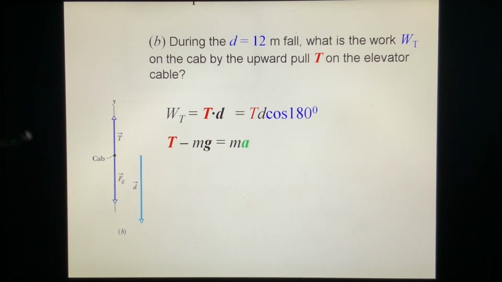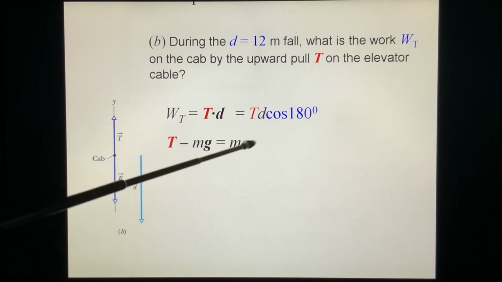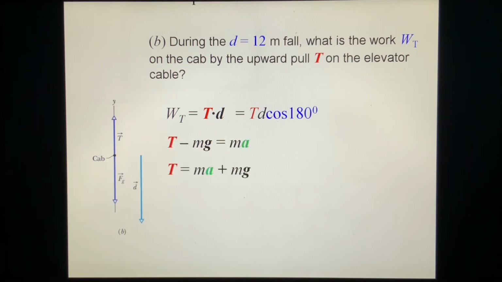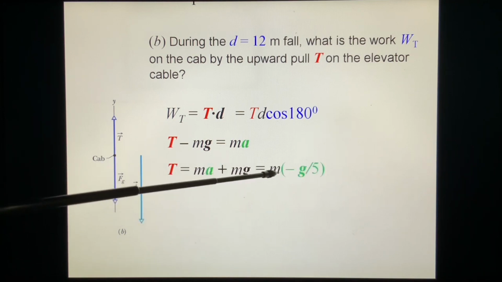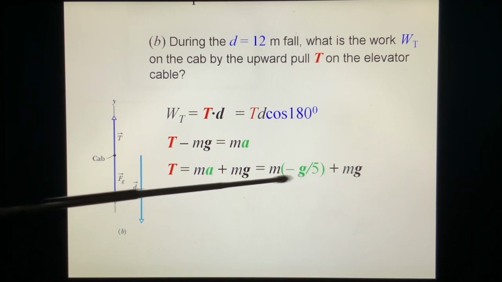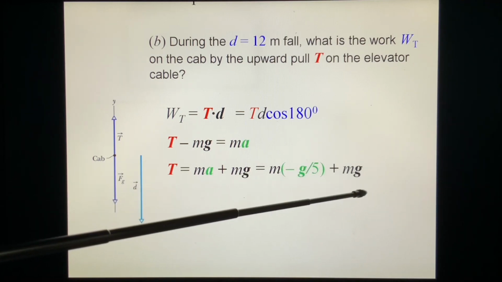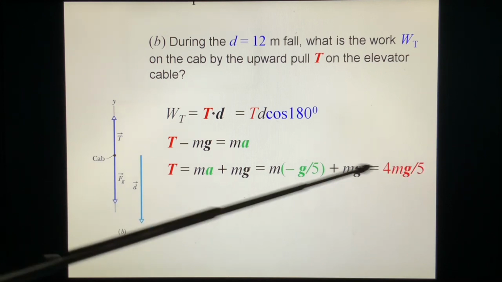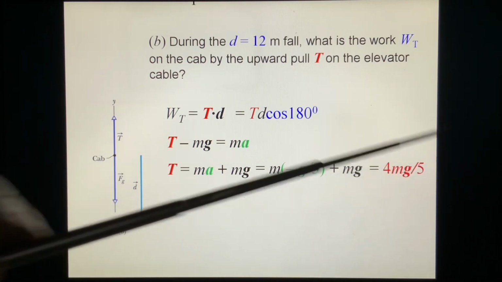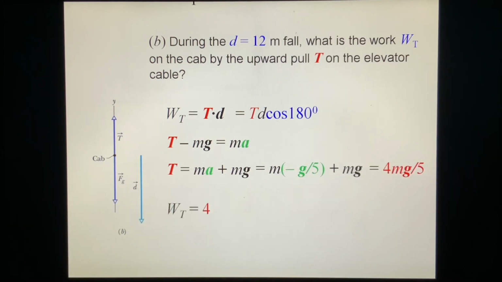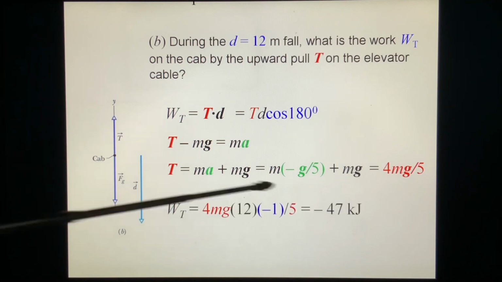At the same time, we know that T minus mg equals ma. We know a is g over 5, so T equals ma plus mg. With a pointing down, this is minus mg over 5, plus mg, which equals 4mg over 5. We put the number in and we get the answer. This is a negative number.